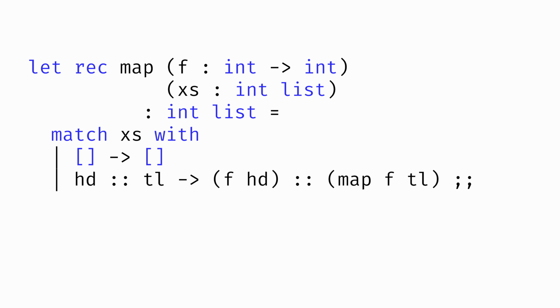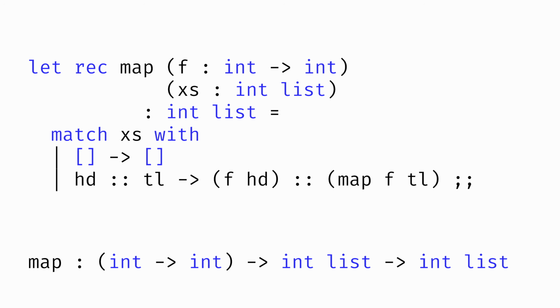Map is one such example of a curried function. Recall that its type is (int to int) to int list to int list. It takes two arguments, the function we're going to map over the list, and then the list of elements to map over. But the arguments don't need to be provided all at once.